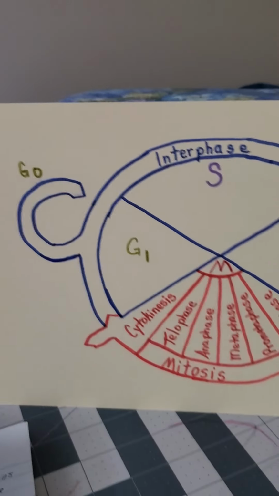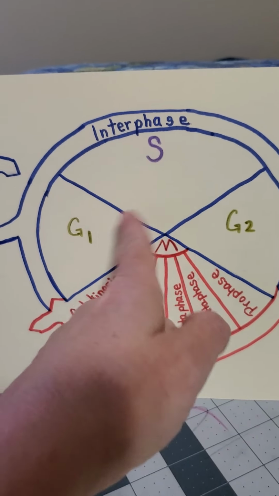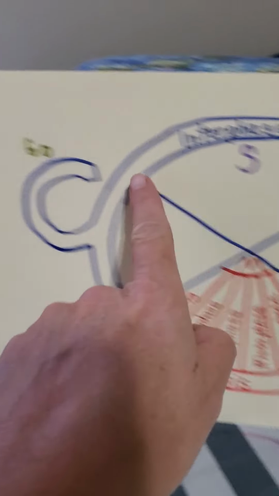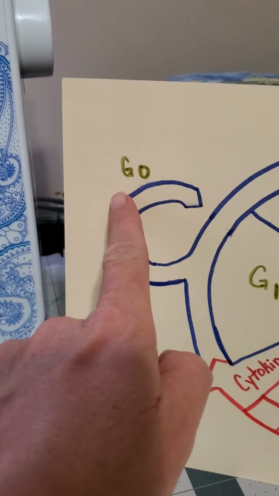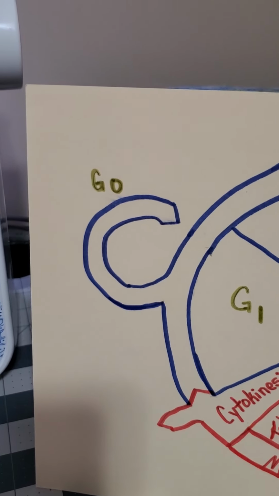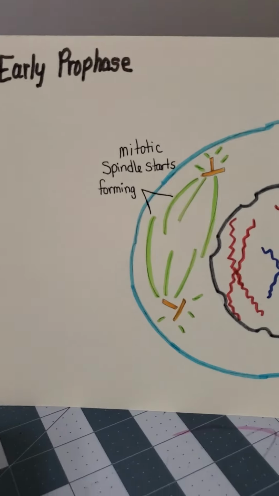It should be mentioned that if any cell doesn't complete or go through any of these checkpoints, the G1 checkpoint and the G2 checkpoint, it gets sent back to the G0, also known as a resting place, where it either stays forever or it gets fixed and goes back through interphase.